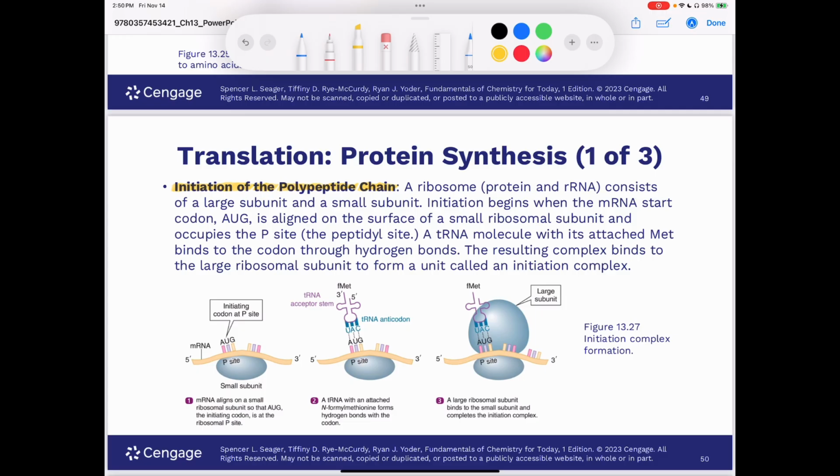A ribosome is a large complex consisting of both protein and RNA. It has two subunits, a large subunit and a small subunit. The initiation process begins when mRNA is aligned on the surface of a small ribosomal subunit in such a way that the initiating codon, AUG, occupies a specific site on the ribosome called the P site or the peptidyl site.